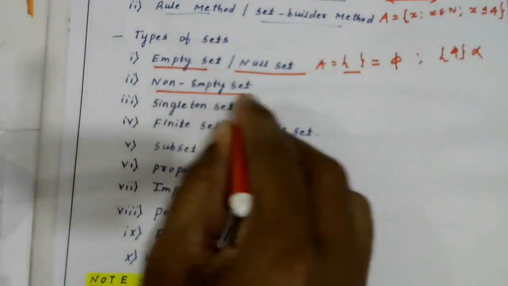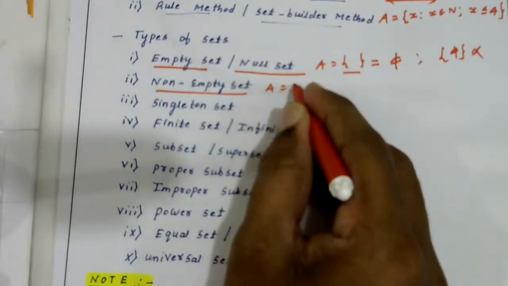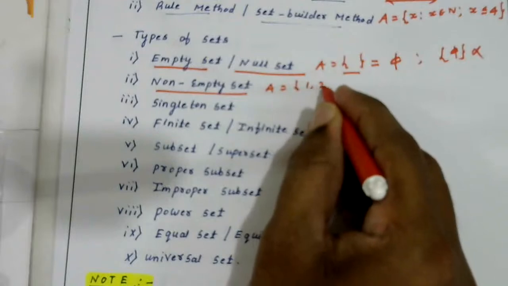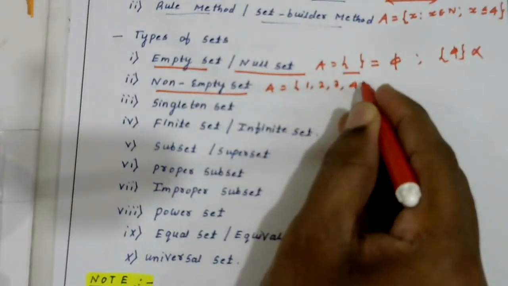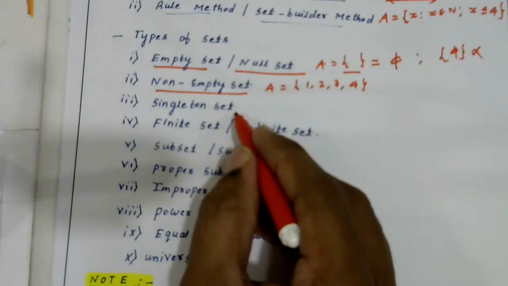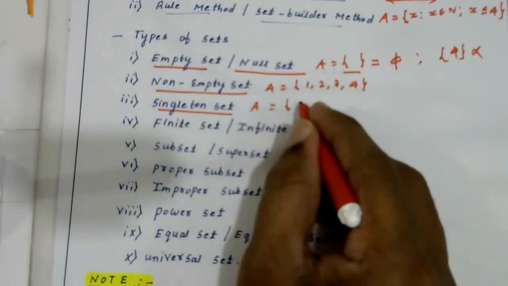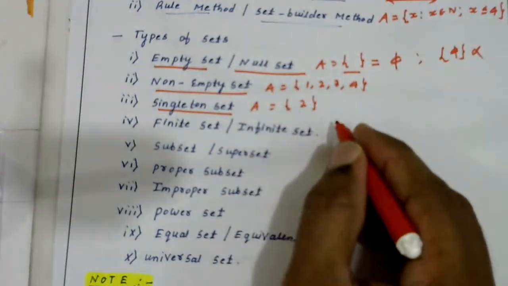And the non-empty set, what is a non-empty set? A set which consists of at least one element. If I take the set of natural numbers less than or equal to 4, a set consisting of at least one element is said to be a non-empty set. And a singleton set is a set consisting of a single element. If I take only one element in the set, that is said to be a singleton set.